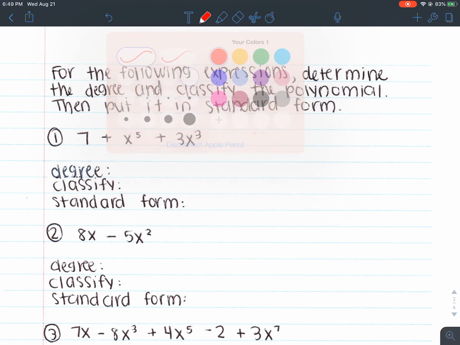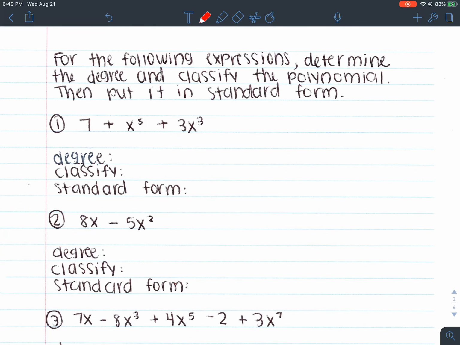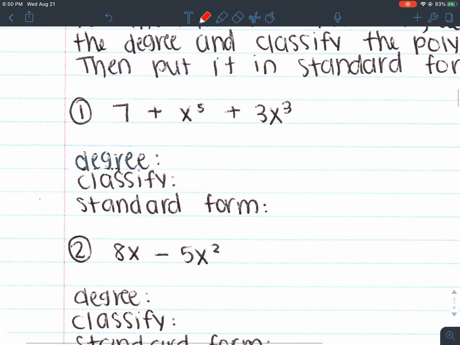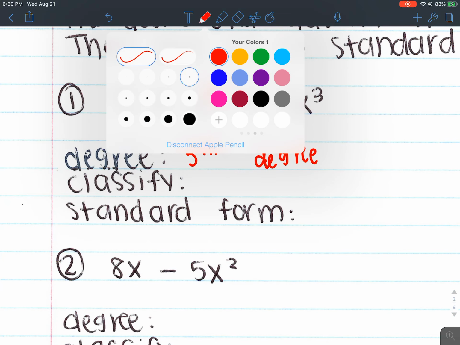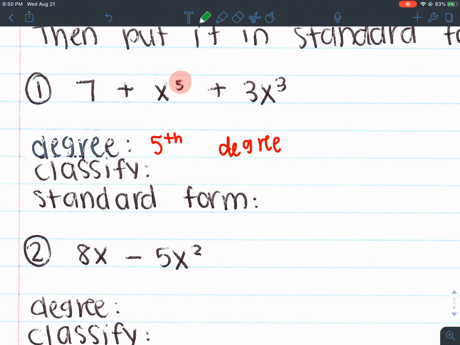Okay. So now we're going to do some examples kind of working with those. For the following expressions, determine the degree and classify the polynomial. Then put it in standard form. Well, number 1, I have 1 plus x to the 5th plus 3x to the 3rd. So to do the degree, it's going to be whatever the highest exponent is. And the highest exponent here is 5. So this is a 5th degree polynomial. And then I have to classify it. And the classification of this, since there are 3 terms, would be a trinomial.